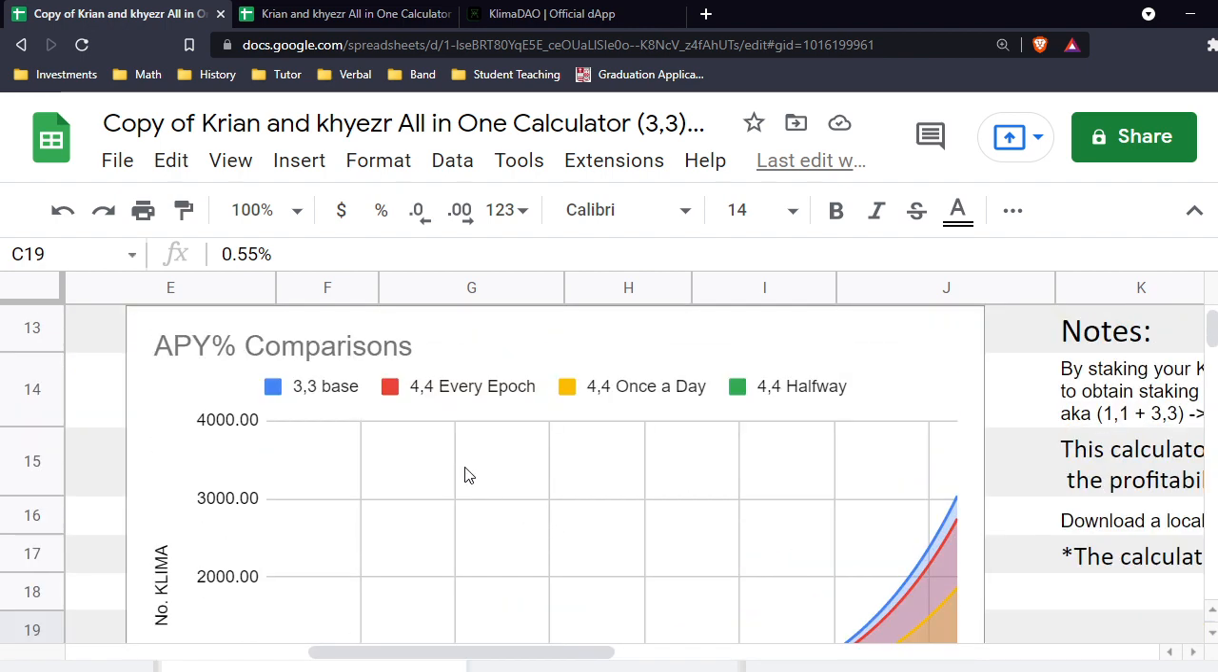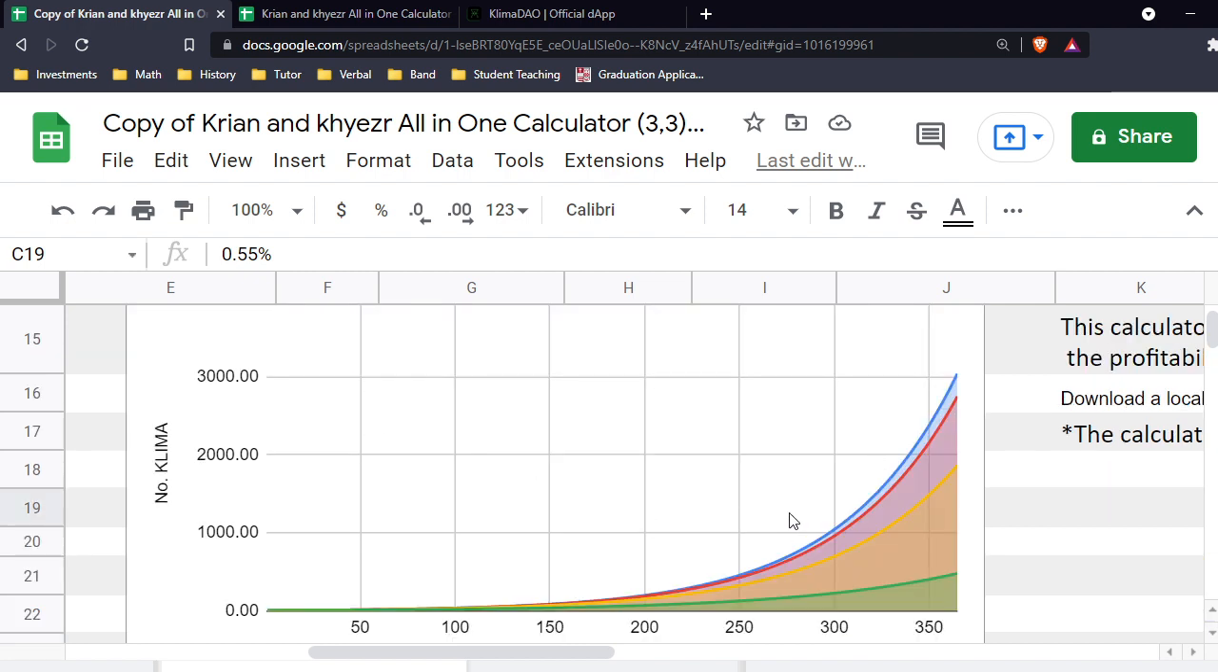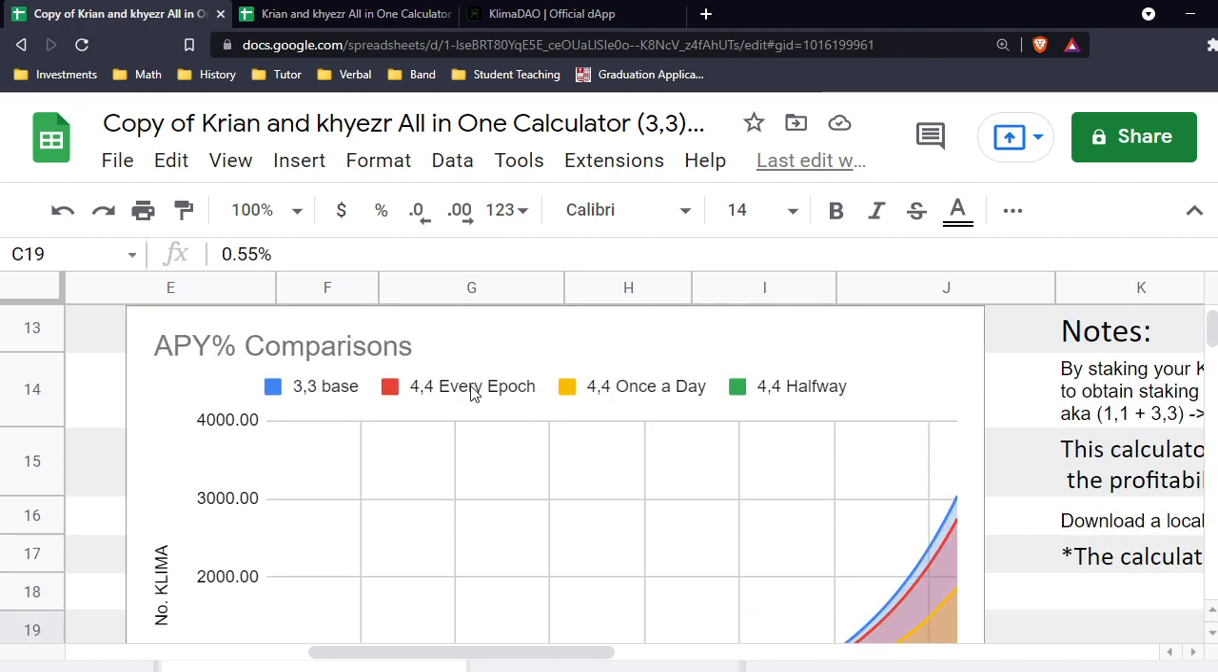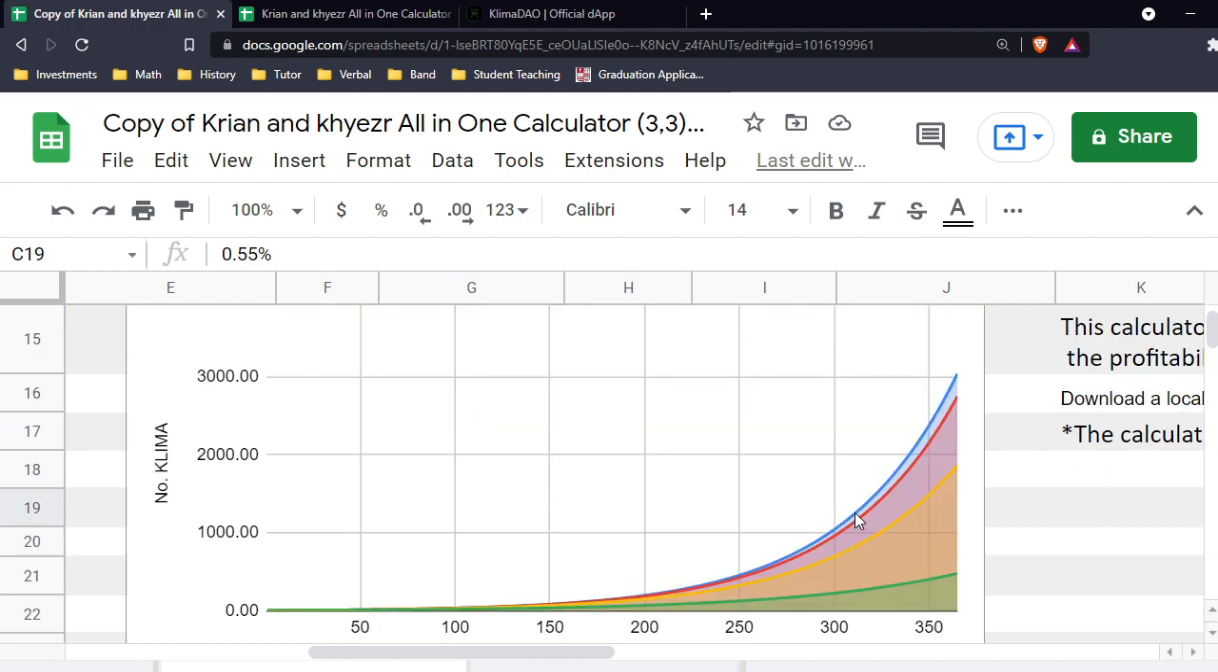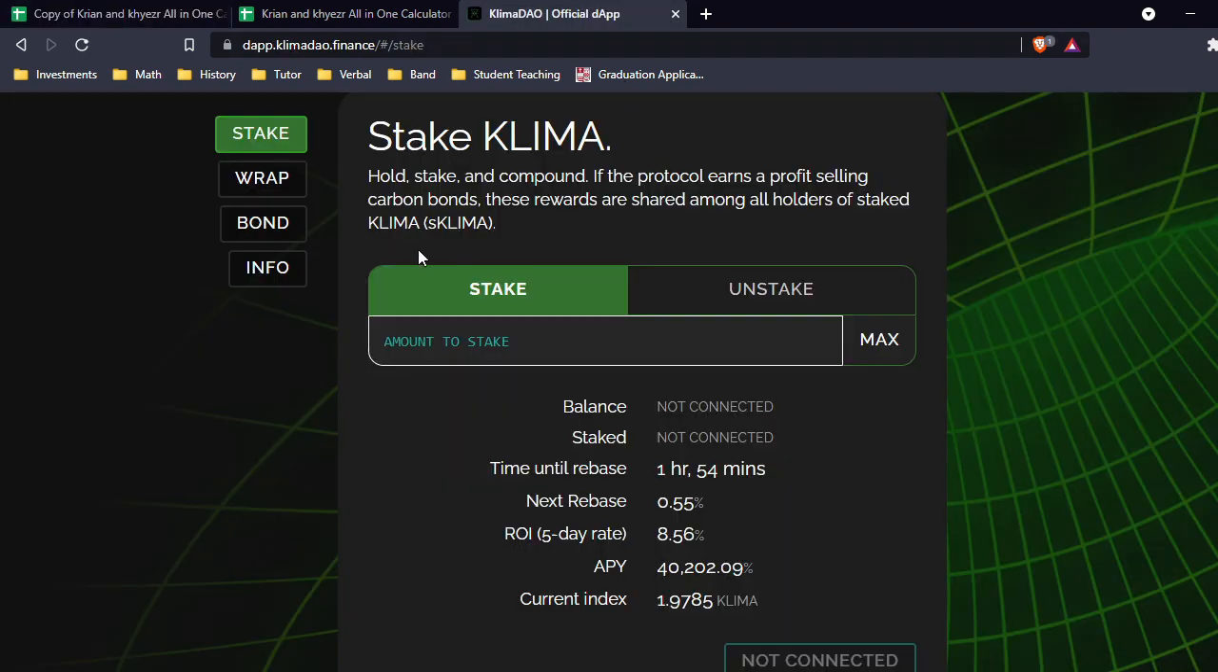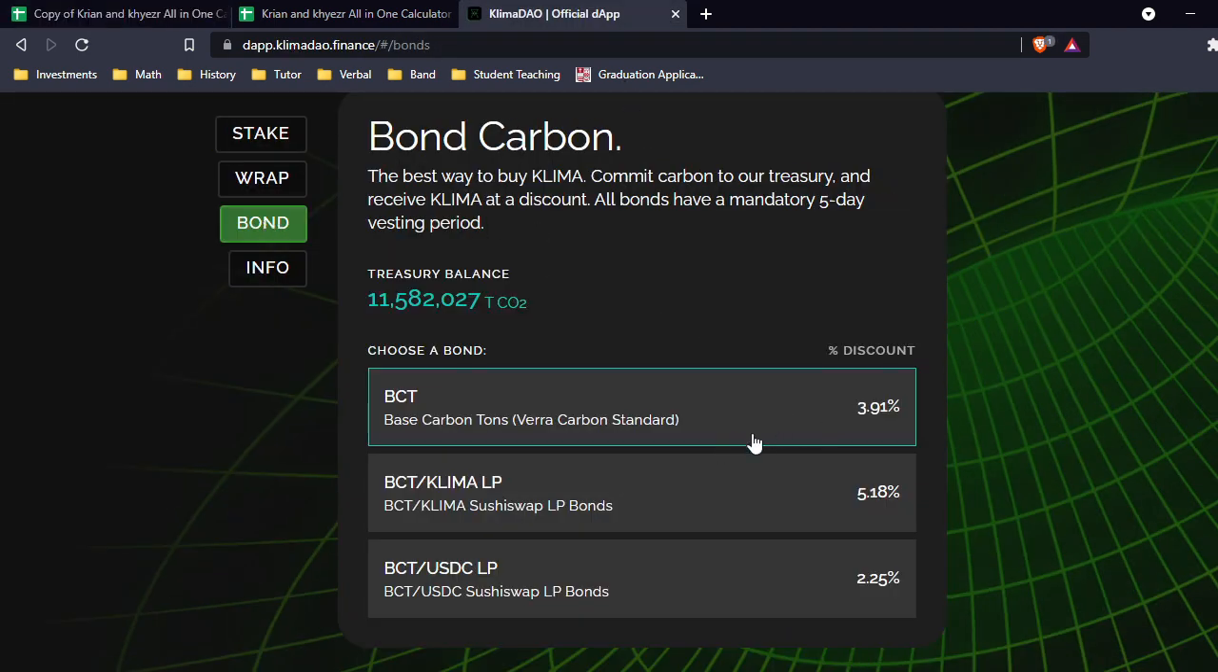There's also a visualization right now of APY comparisons to a 3-3 base. That's your blue curve. If it's above the other curves, you should not be bonding. The red curve is the one I would really pay attention to, the one that says you're going to redeem and stake your Klima every 8 hours. If that's higher than the blue, then go for it. I'm not going to bond myself because the discount's not advantageous.